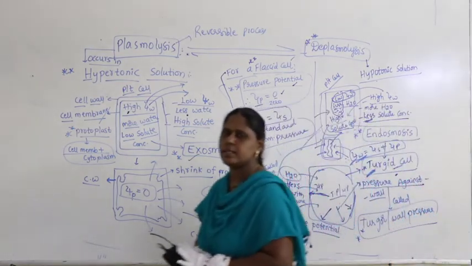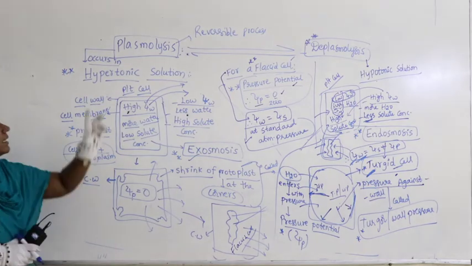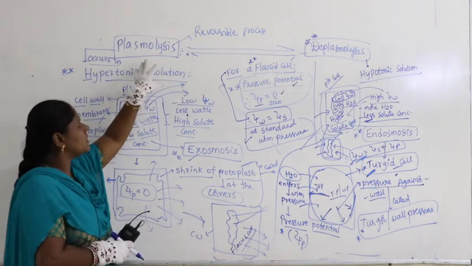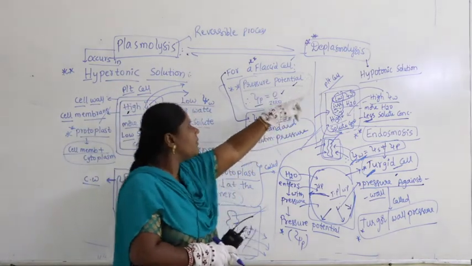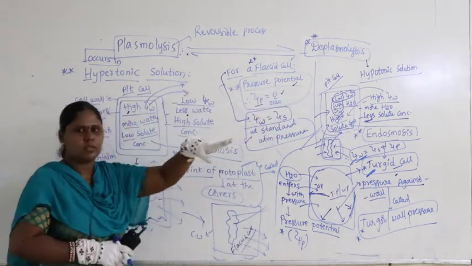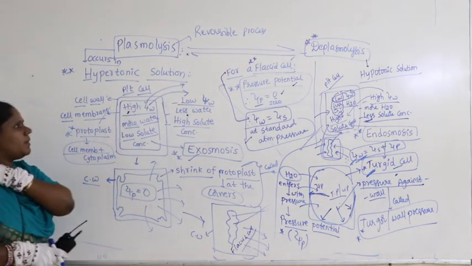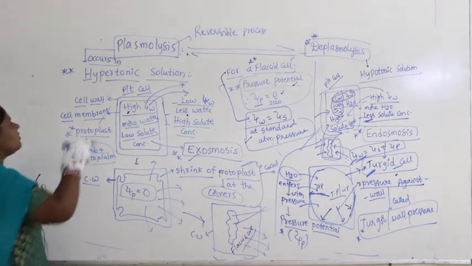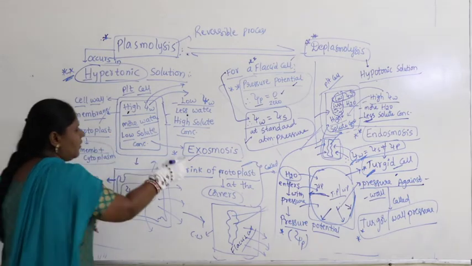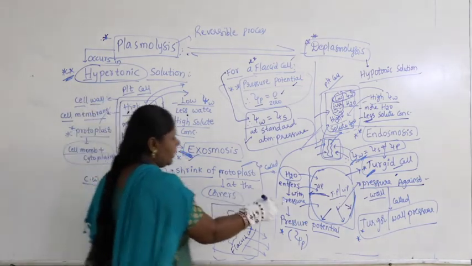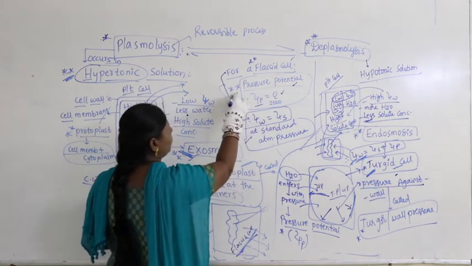Now let us quickly revise what is plasmolysis and deplasmolysis. The cell keeps going through processes like plasmolysis, after that it becomes again a deplasmolyzed cell, again it becomes plasmolysis. It is a continuous process. So plasmolysis is called a reversible process. But remember the important things: plasmolysis means immediately you have to remember hypertonic, immediately you have to remember exosmosis, immediately remember this is a flaccid cell for which this is a formula.